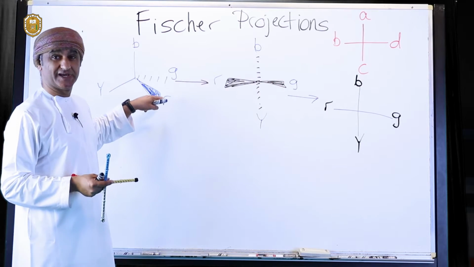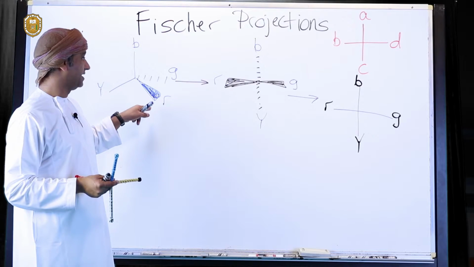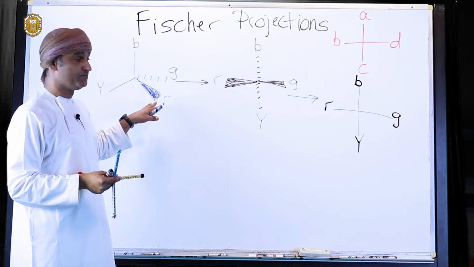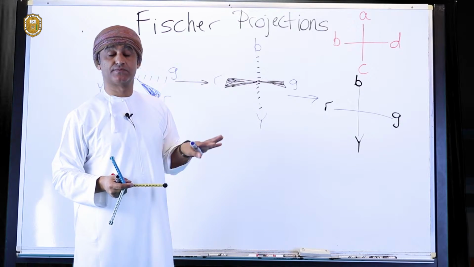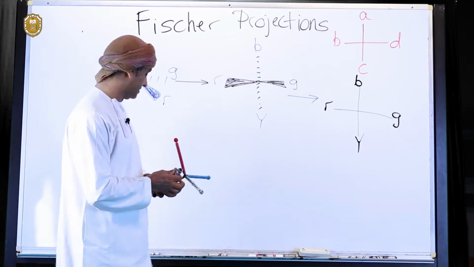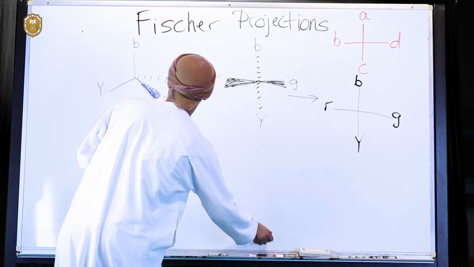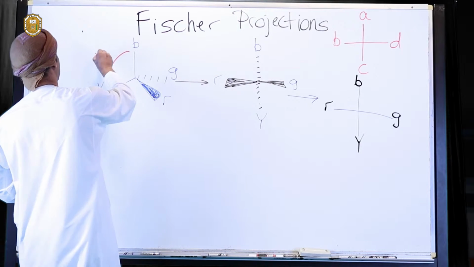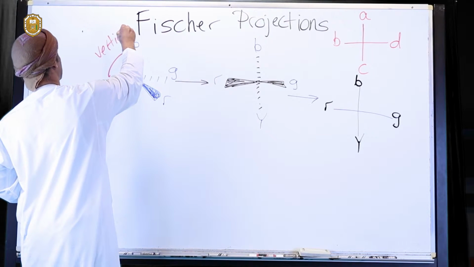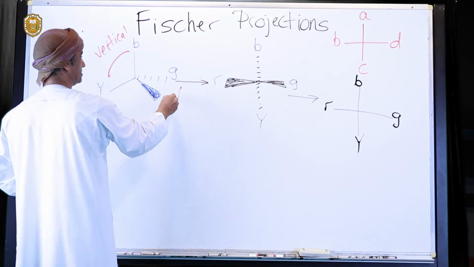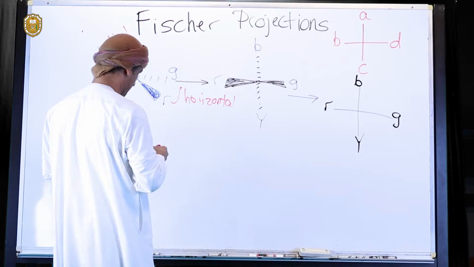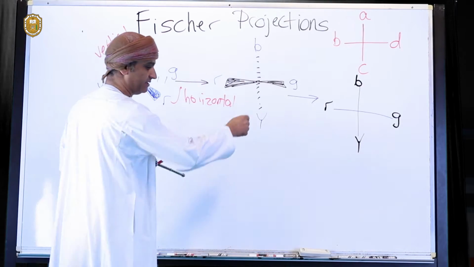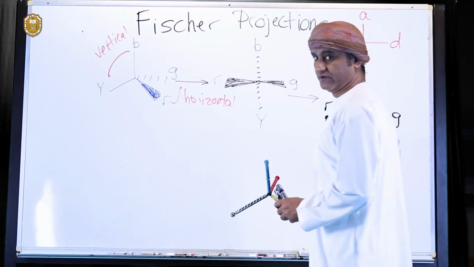These two bonds which were outside the plane, G and R, are now represented horizontally. All bonds are represented by solid lines. So these two bonds become vertically drawn, vertical if you like. These two bonds should be represented by horizontal lines in the Fischer projection.